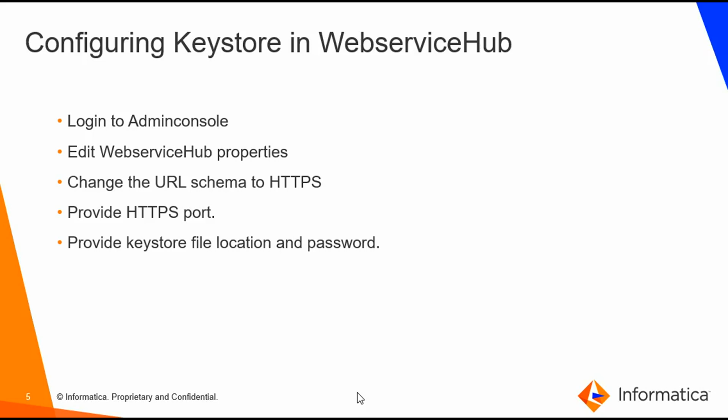Once the keystore file is generated and it has been self-signed, we need to configure that information in the Web Service Hub application. To do that, follow the below steps. First, log in to the admin console, edit the Web Service Hub properties, change the URL scheme to HTTPS and provide an HTTPS port which is not being used by any other application, and provide the keystore file location and password. Now let's see a quick demo on the same: how to create the keystore file, how to self-sign it, and how to configure the Web Service Hub application.